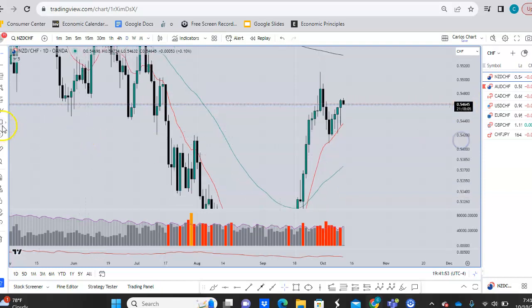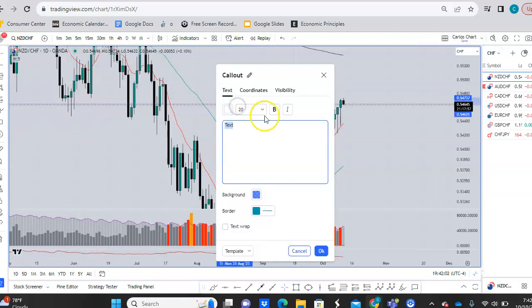Okay, so we have NZD Swiss franc. NZD was strong and Swiss franc was weak, and this is on the daily.